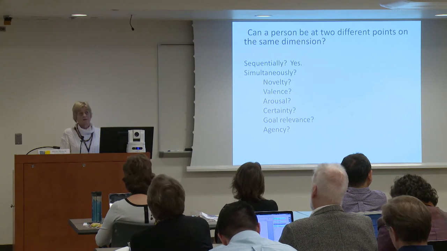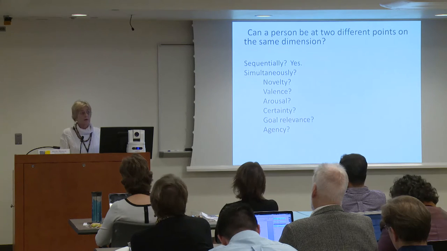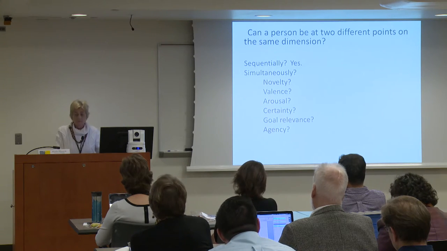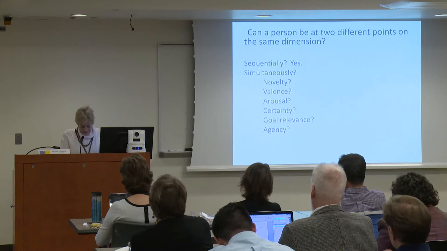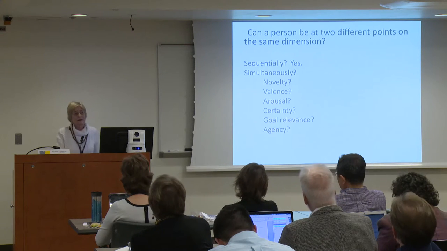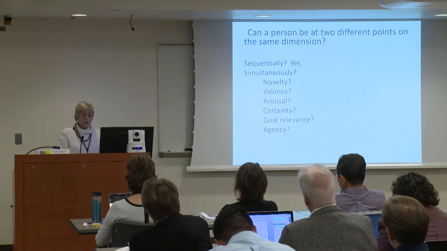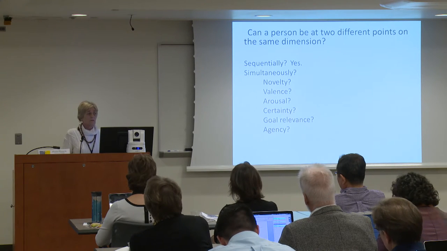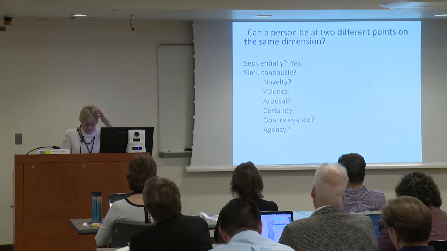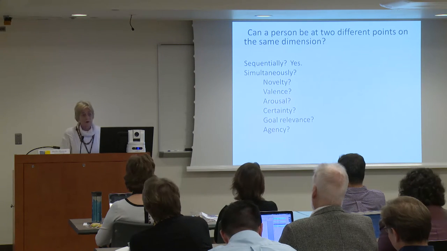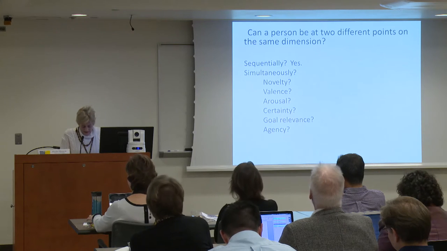For arousal, it's very hard for me to imagine an emotion that's both high arousal and low arousal, but you may have better imaginations than I do. Agency, quite easy: I can see both you and me as at fault for something, or you caused it, but you know, you're sort of mentally defective and it wasn't really your fault in the same way.